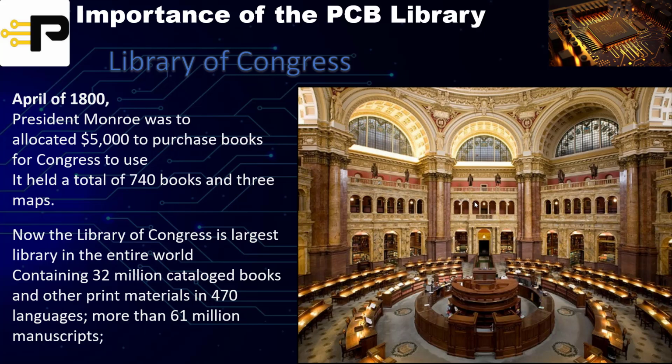Often when we think of a library, we would consider something like the Library of Congress, which has an interesting story behind it. When it was first purchased, it was allocated $5,000 to purchase books for Congress to use, and it held a total of 740 books and 3 maps in April of 1800. It now is one of the largest libraries in the entire world, containing 32 million cataloged books, other printed materials in 470 languages, and more than 61 million manuscripts. So this is often what we think of when we think of a library.